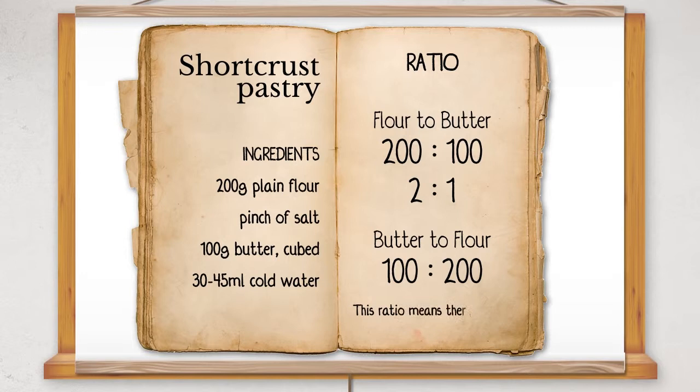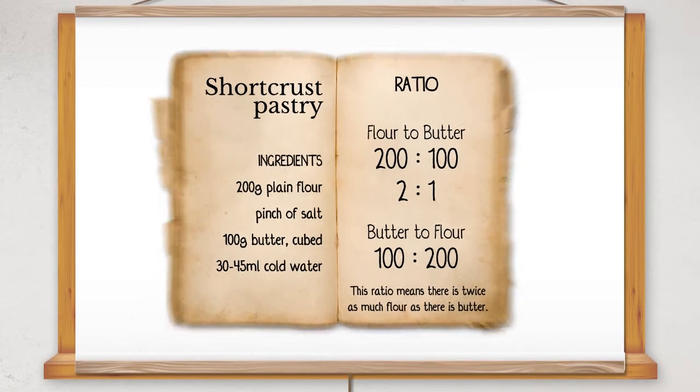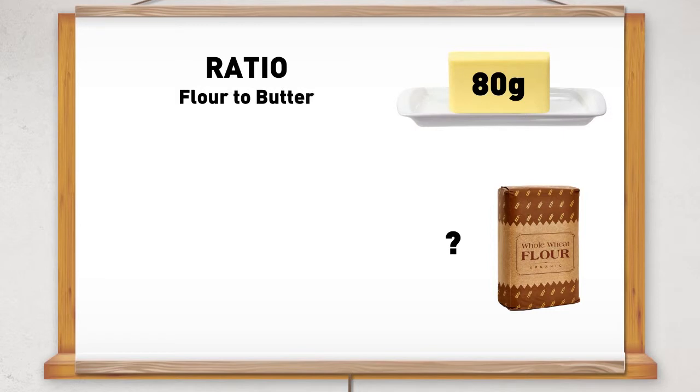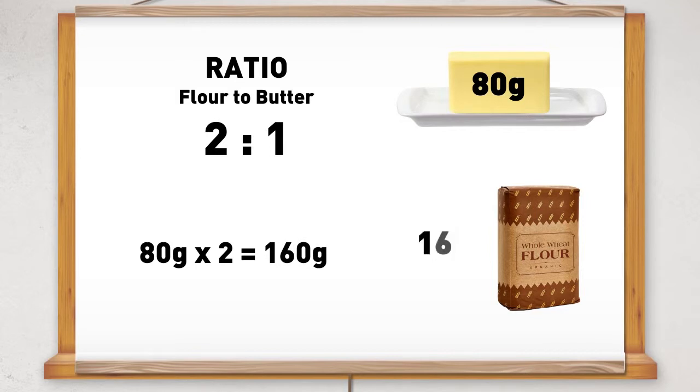This ratio means there is twice as much flour as there is butter, and we can apply this ratio to any quantity. For example, if we only had 80 grams of butter, then because we know we need twice as much flour, we multiply the 80 grams by 2, which tells us that we need 160 grams of flour.